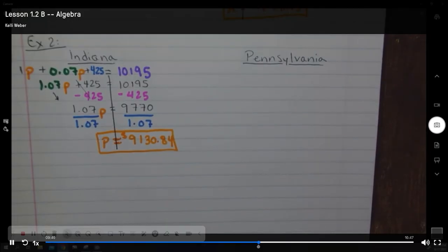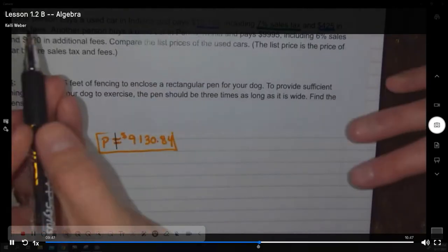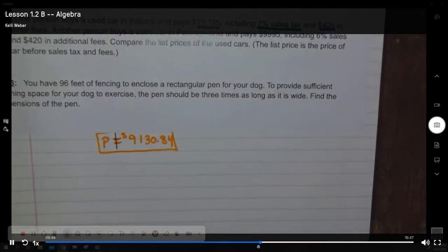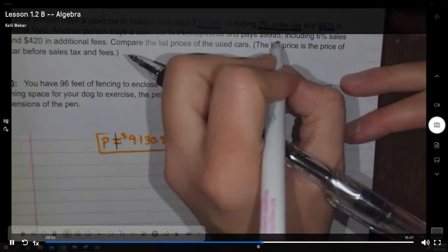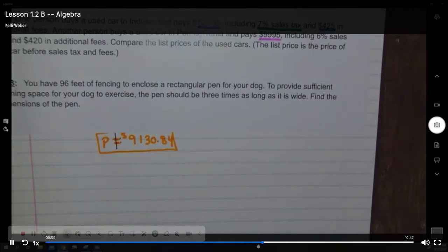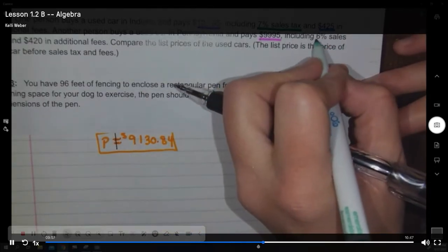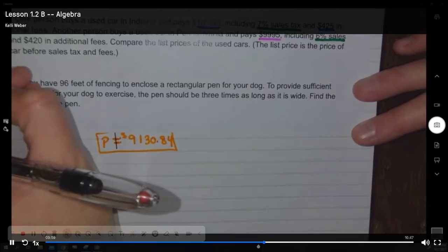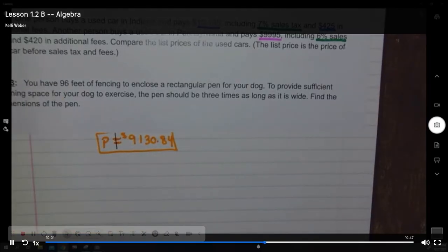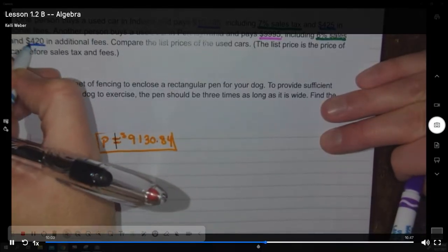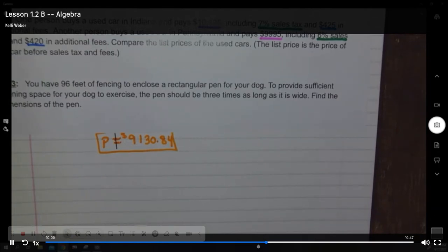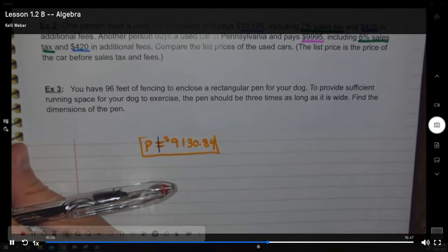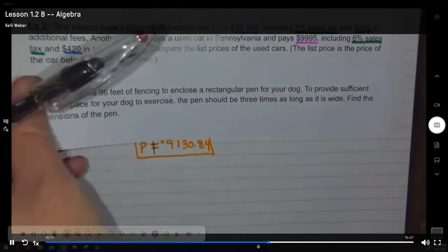So looking at the car from Pennsylvania, $9,995, including a 6% sales tax. And this time they have $420 in additional fees. So we're going to take that information and we're going to write it into our equation.